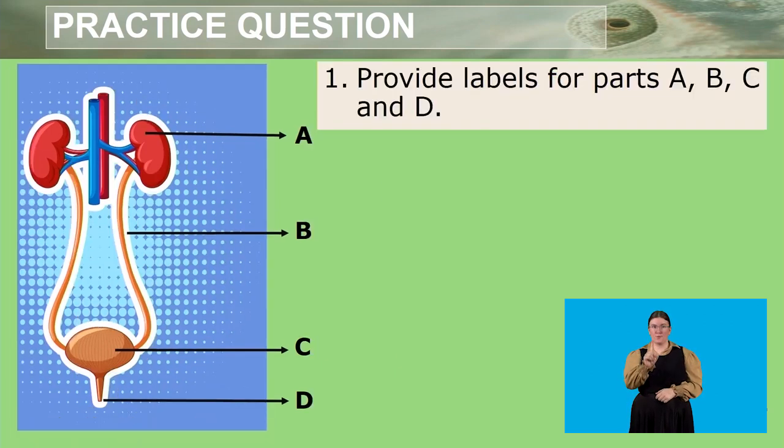Question 1 says, provide labels for parts A, B, C, and D. Okay, we have an arrow pointing there. That is a kidney. Then at B, we have a duct that is leading from the kidney to a sac-like structure. There we have a ureter.